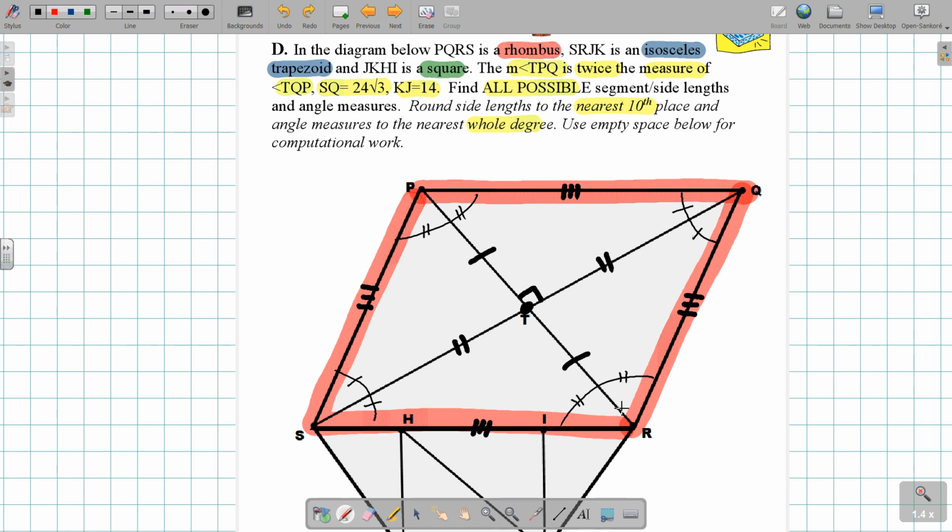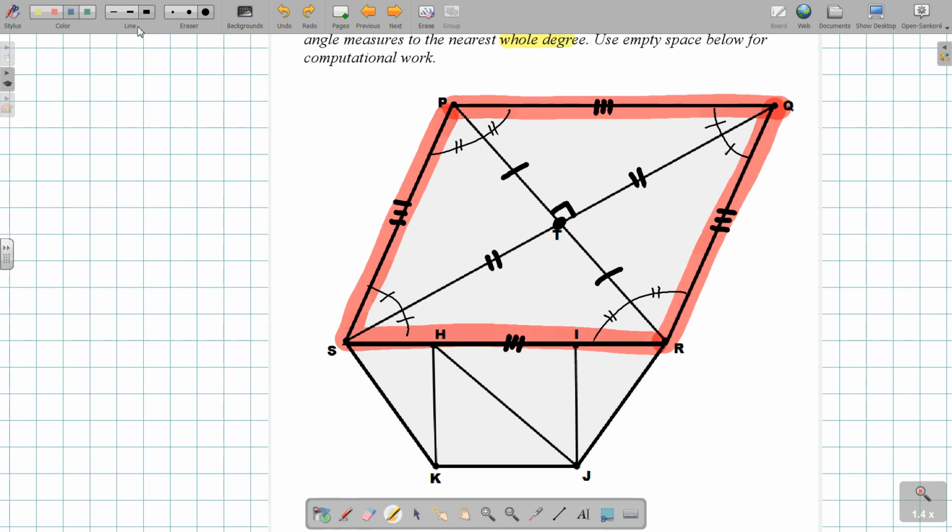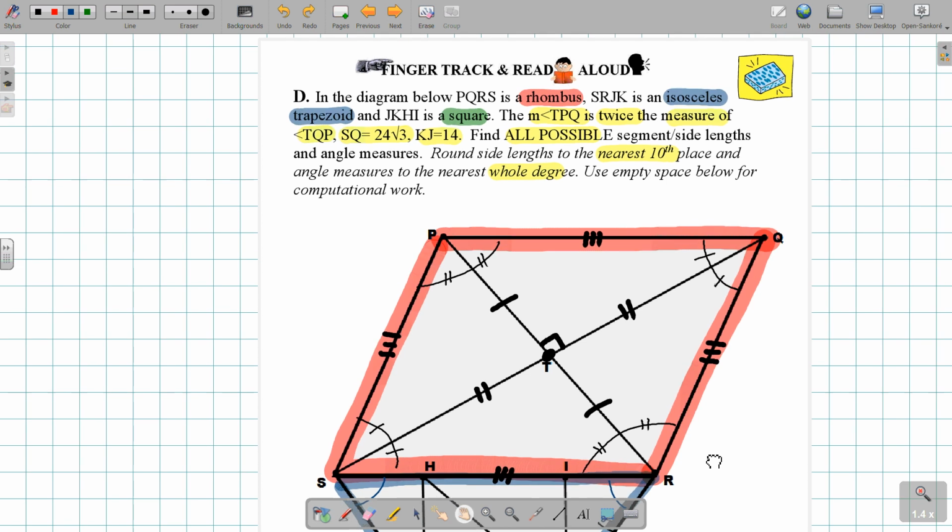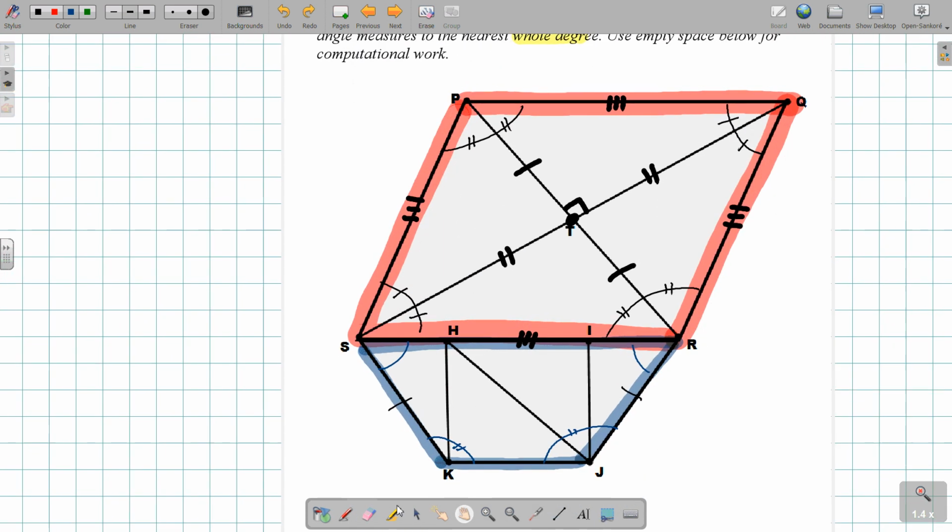Then we're told that SRJK is an isosceles trapezoid. And what's true about that, of course, is that we have equal sides here. We also have congruent angles there and congruent angles here. And we're told that JKHI is a square.